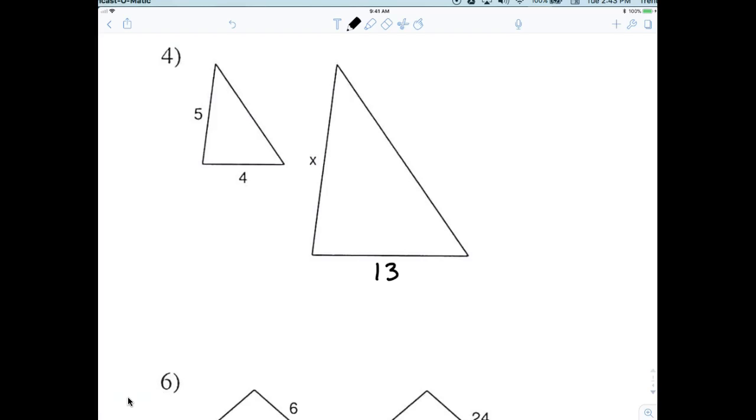From here to here, it's just twice as big, so we already knew x would be 10, and I don't have to do the problem. So bear with me. What's the answer? 16.25.